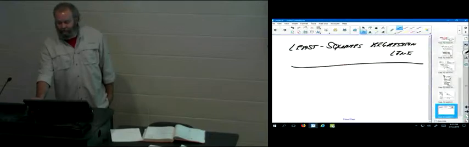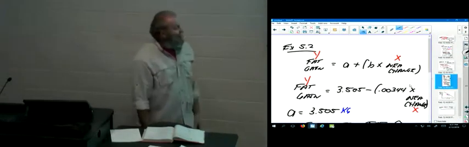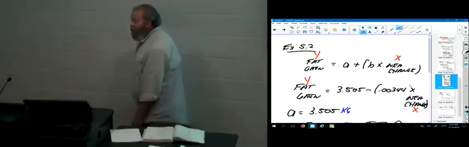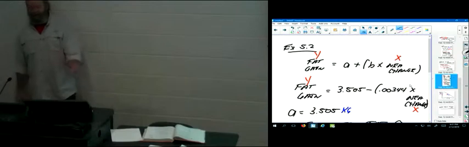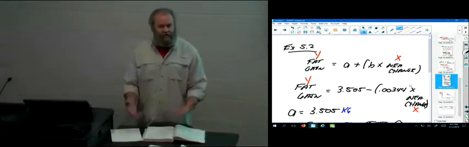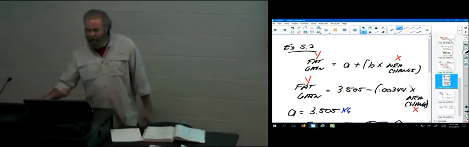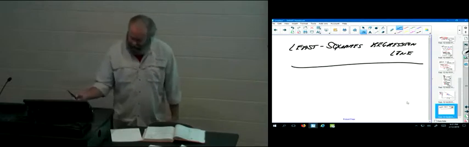Back here, that equation at the top, that the fat gain was 3.505 minus 0.00344 times NEA change, that is the least squares regression line. Anytime in this class that somebody shows you a regression line on a scatter plot or gives you the equation of it, it is the least squares regression line. Now, what makes it so special?